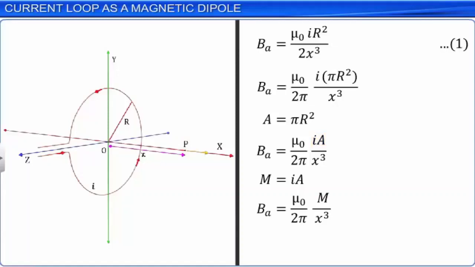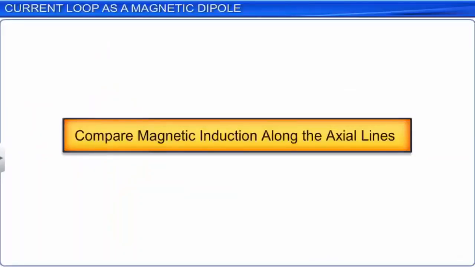By multiplying with 2 in the numerator and the denominator, we can write the magnetic induction at a point P on the axis of the circular loop as BA is equal to mu naught by 4 pi into 2M by x cube. Let this be equation 2. Now, let us compare the magnetic induction along the axial line of the circular current loop with the field strengths of the magnetic dipole and the electric dipole at points along their axial lines.